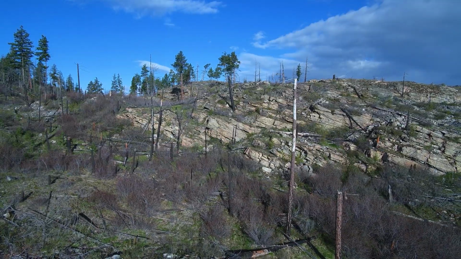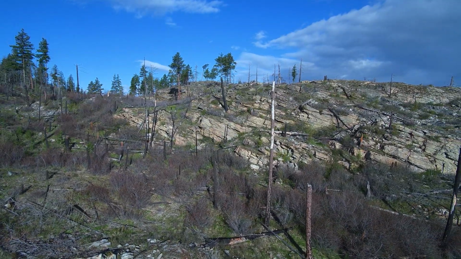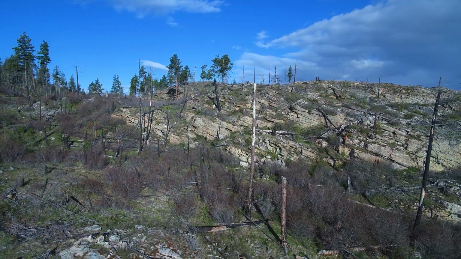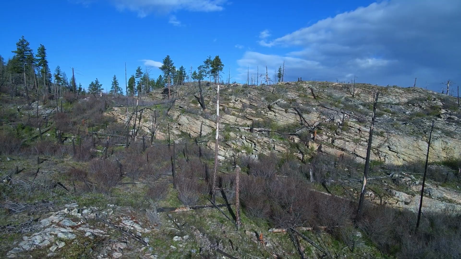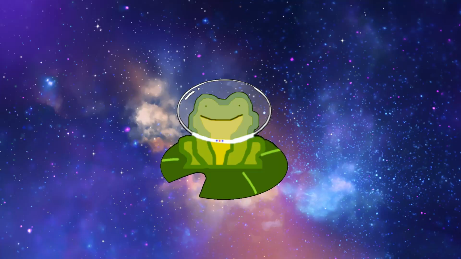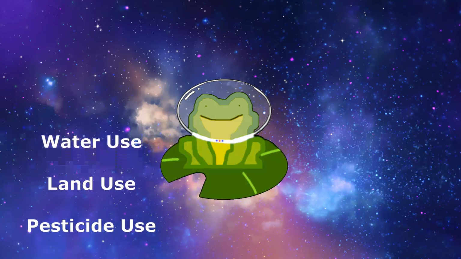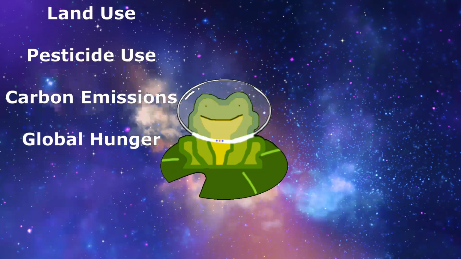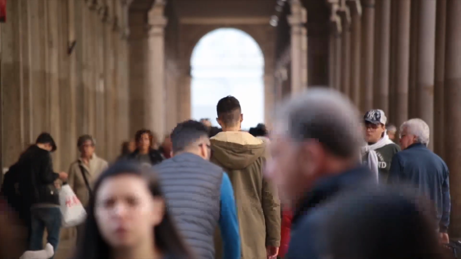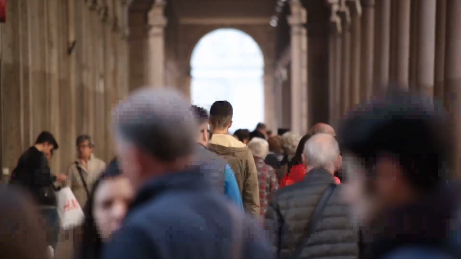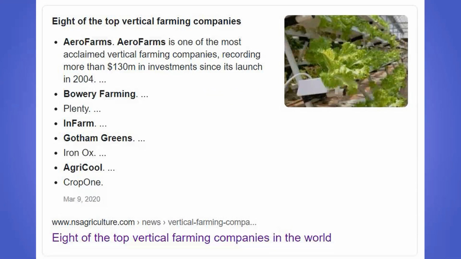Farming further hurts the environment because the large plots of land are invasive to local flora and fauna. As more land is used for farming, forests are cut down, and some animals will go extinct. So to sum up, traditional farming causes high water use, land use, pesticide use, carbon emissions, and makes global hunger harder to solve. And with global populations rising, this problem will only become worse. Fortunately, many small companies are creating vertical farms, which address most, if not all, of these issues.